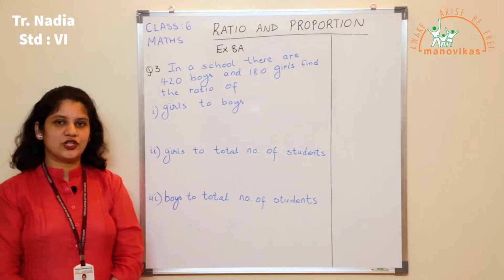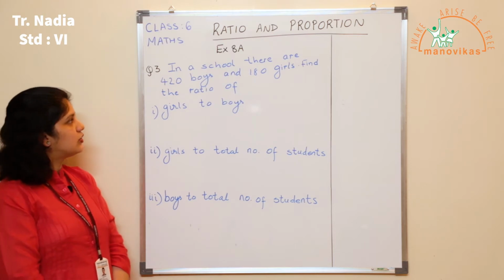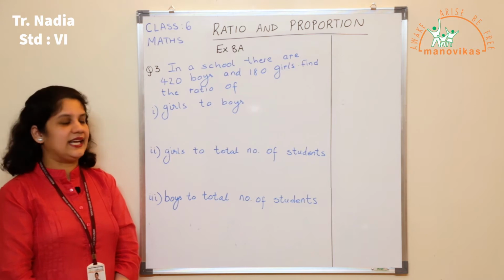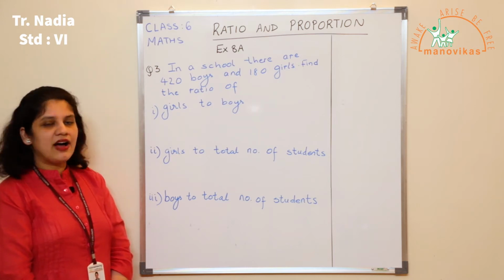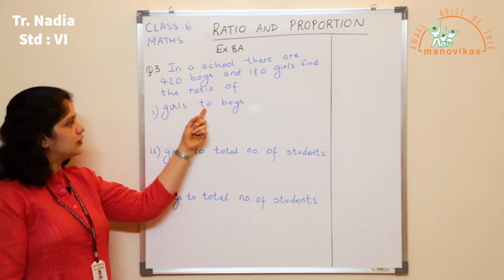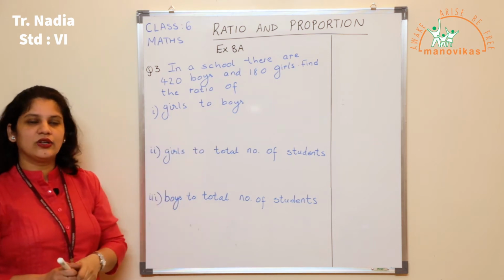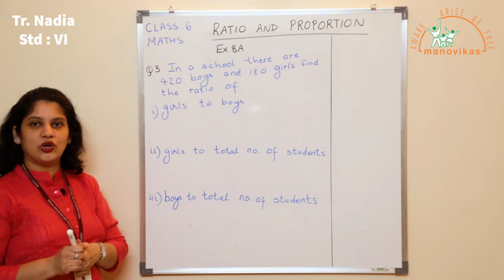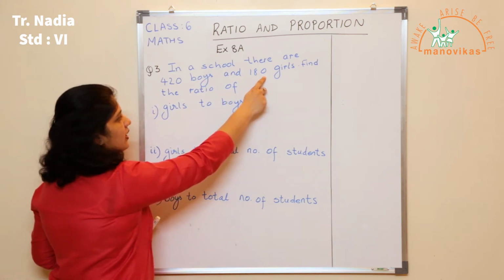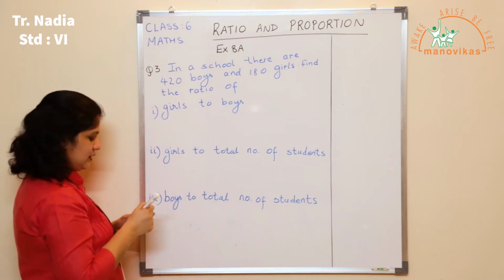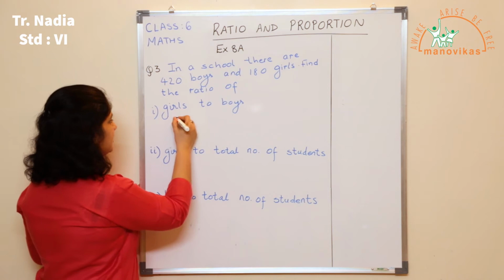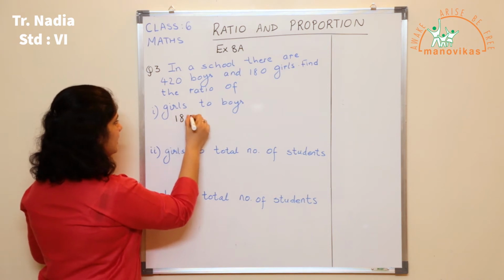Let us read out question number 3. In a school, there are 420 boys and 180 girls. Find the ratio of girls to boys. Okay, so first you have to find the ratio of girls to boys. How many girls are there? 180 girls. So the number which stands for the number of girls will come first, that is 180.